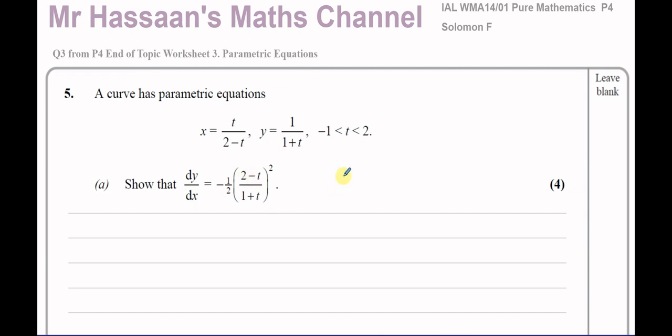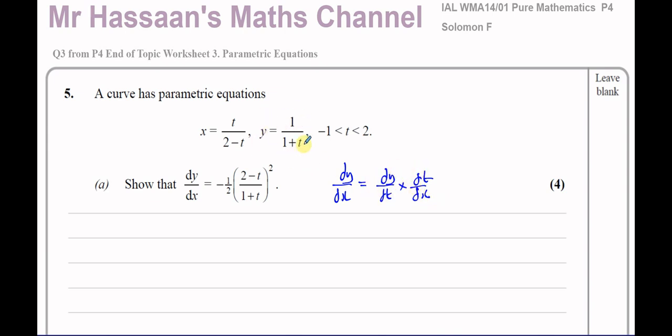So we know that the chain rule basically states that if you've got x in terms of t, and y in terms of t, then you can rewrite dy/dx as dy/dt multiplied by dt/dx. That's going to give you dy/dx, if you multiply dy/dt times dt/dx.